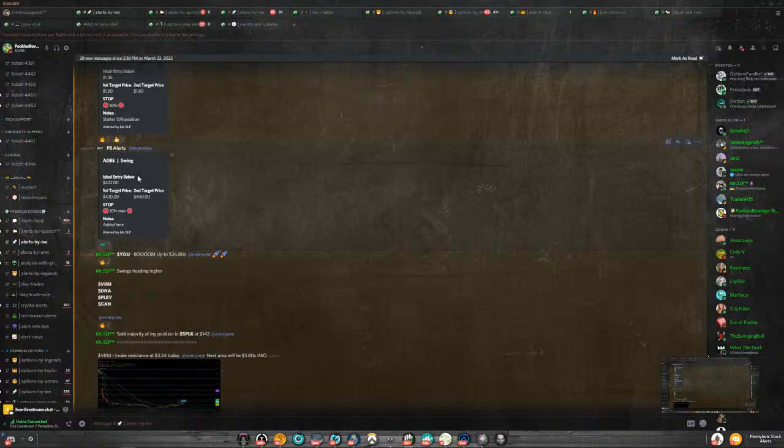Okay, each one is different. There's many different types of setup. So it's really going to depend on what the setup provides. Okay. But you'll see here, it says ideal entry below. Instead of above, it says below because it's a swing. Okay, so you've got to pay attention to those. The price here for entry is 422. And then, of course, you have your two targets. The stop price here is 10% max.